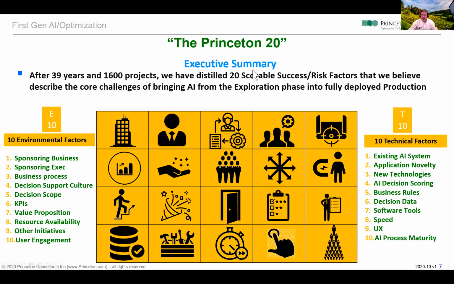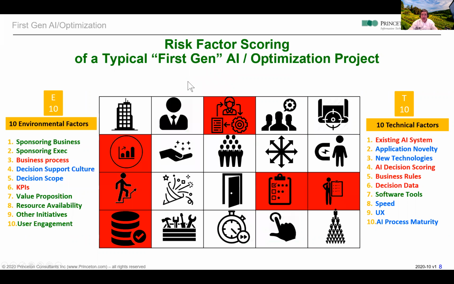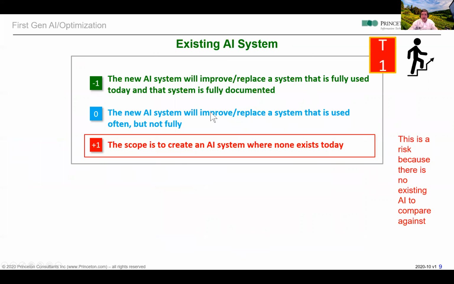Toward the end of reducing risk, we've developed a series of risk factors that we help organizations understand and score. We call it the Princeton 20. An example of this would be a typical first-gen AI optimization project. We would work with management and tag different risk factors that we think should be addressed to make the project as successful and as low risk as possible. For example, we might say, does this system replace an existing AI system? It's a risk because no system exists there today.